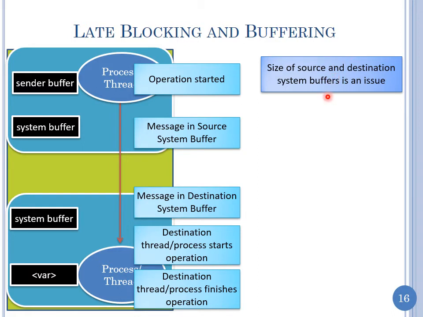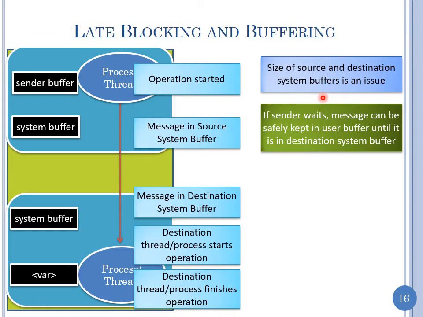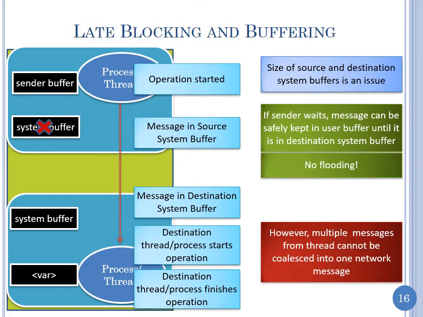An implication of this is that the reason why we couldn't use the sending buffer was because the application may misbehave and overwrite it. But if the operation is waiting, then we know it can't do something to the buffer. So we don't need a system buffer, and we are guaranteed there's no flooding. So we might want synchronous operations not only because they're easier to code, but just because they're more efficient in this way.